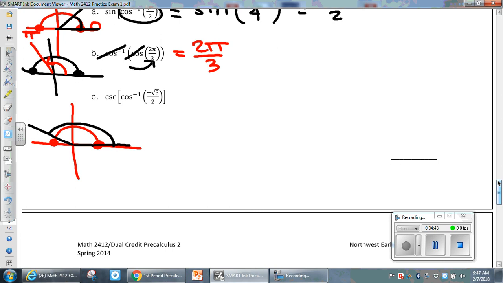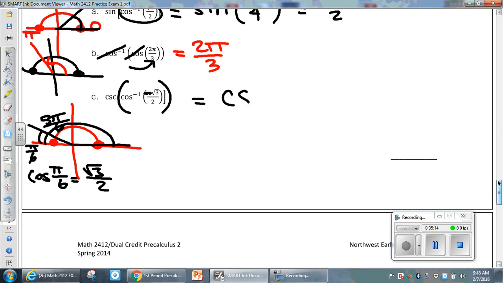What angle is that? Very nice. 5 pi over 6. How do we know that? Because the reference angle is pi over 6, and the cosine of pi over 6 is the square root of 3 over 2. Now here the cosine is negative, so that's why we know it's 5 pi over 6 and not pi over 6. Yes? Quadrant 2, because the cosine is negative. All right, so then we answer what's in here, and we still have this cosecant part, and we put here 5 pi over 6.